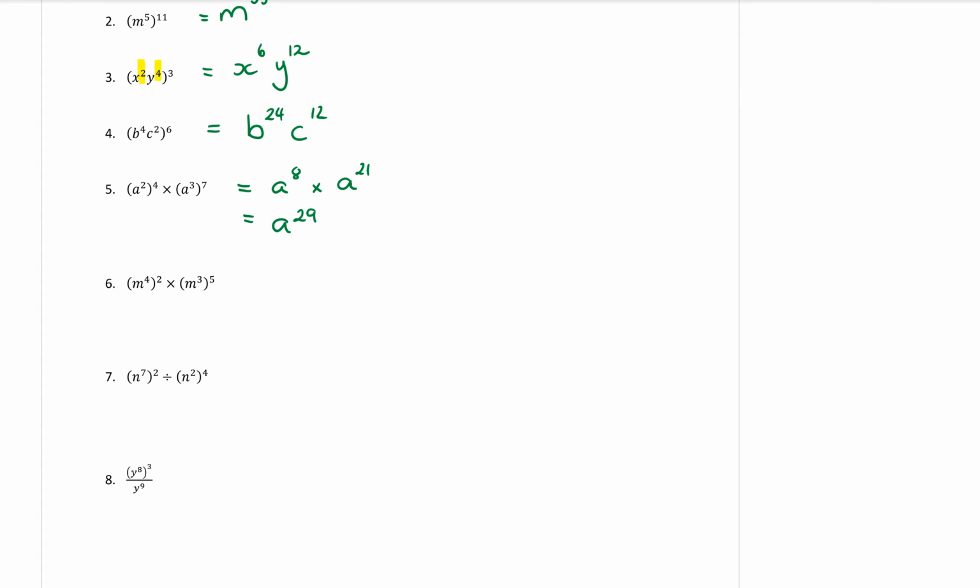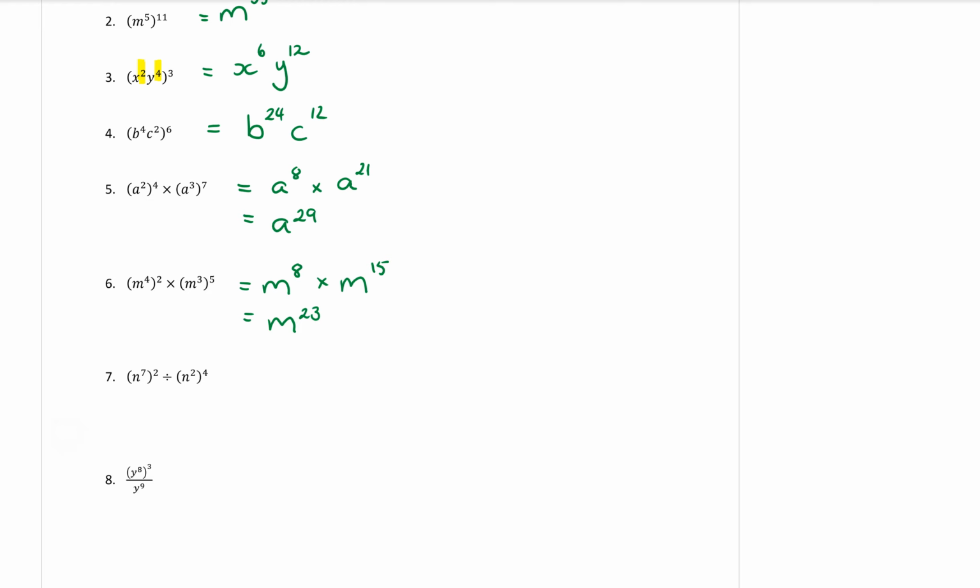Question 6 is very similar, so let's practice this again. Starting with the first bracket, m is the base. 4 times 2 is 8. Then we have a multiplication sign, and we do the second bracket. M is the base. 3 times 5 is 15. Now we have a multiplication problem, which means m is the base. We add the powers. 8 plus 15 is 23.